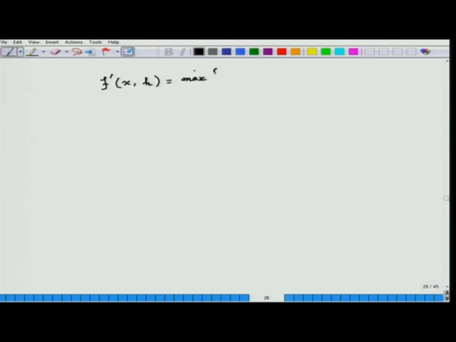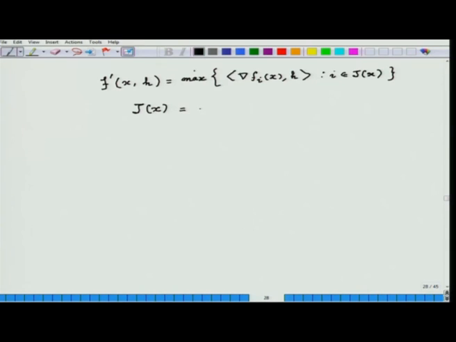This is the max of the gradient of f_i at x in the direction h, that is, the inner product of grad f_i into h, where i belongs to J of x. So, what is this J of x? J of x is some sort of indexing of where the maximum is attained.